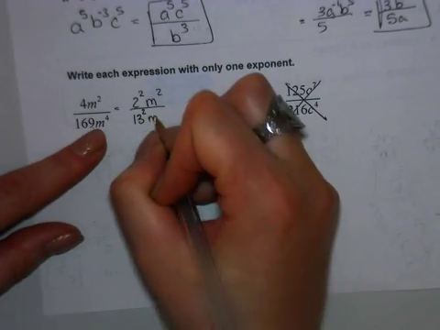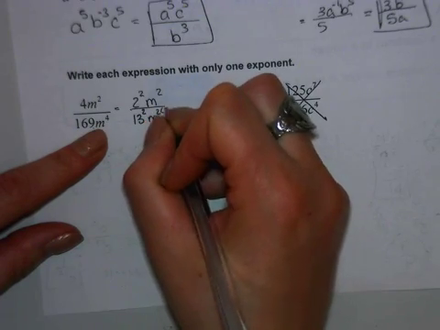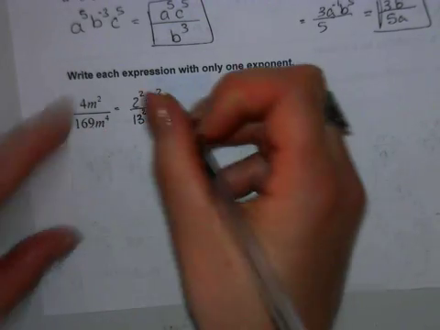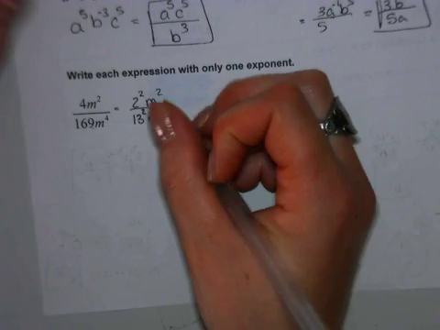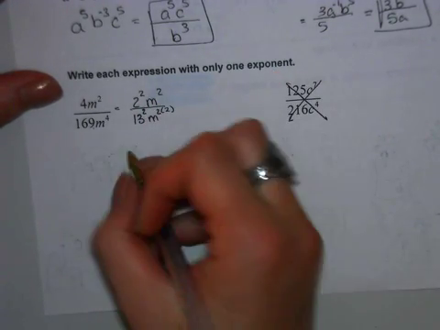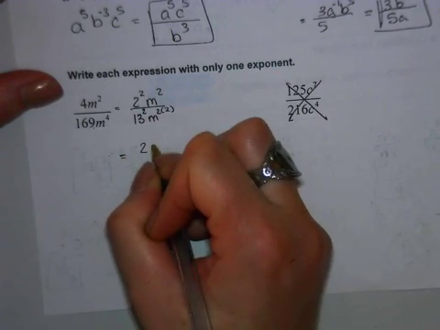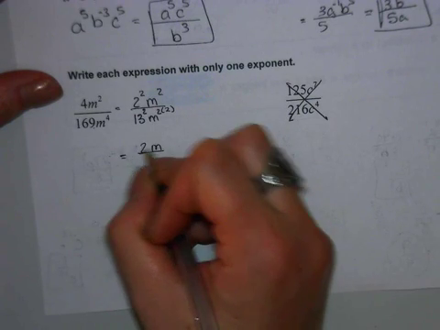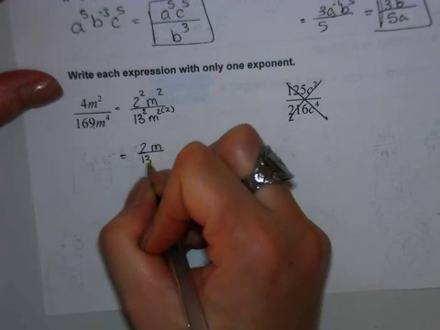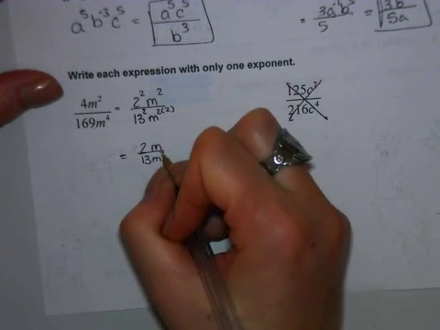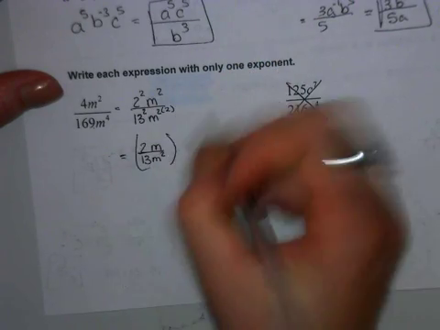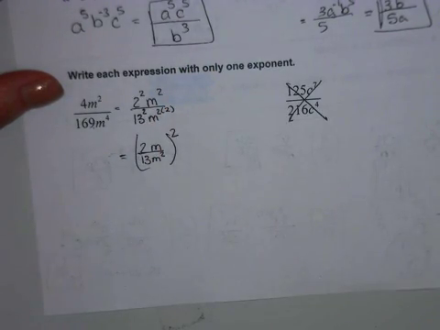M to the 4th can be rewritten as m to the 2nd times 2. So if I take a look, all my exponents are 2. So if I rewrite this as 2 times m, divided by 13 times m squared, because we have it 2 times, all raised to the 2nd power.